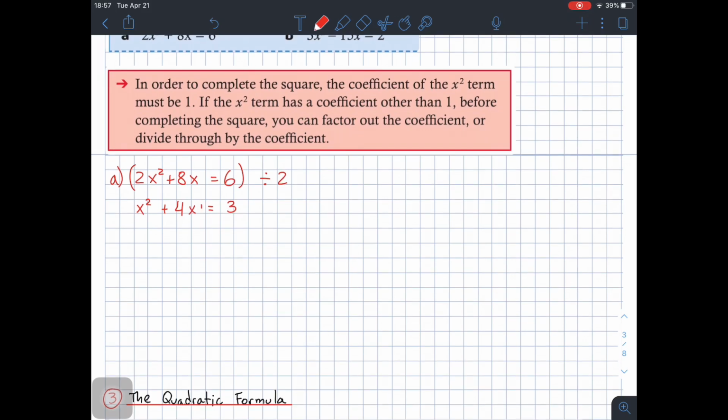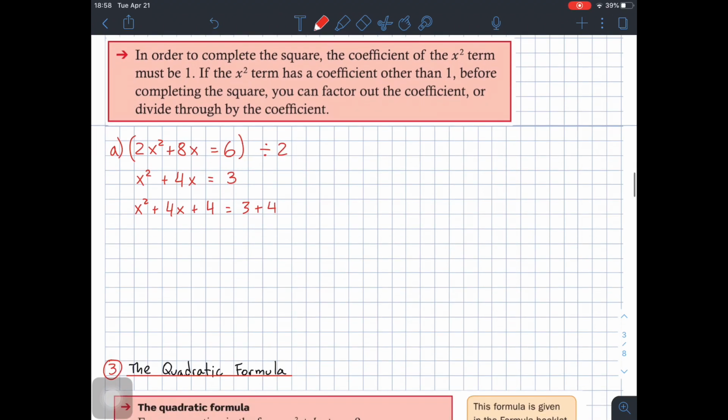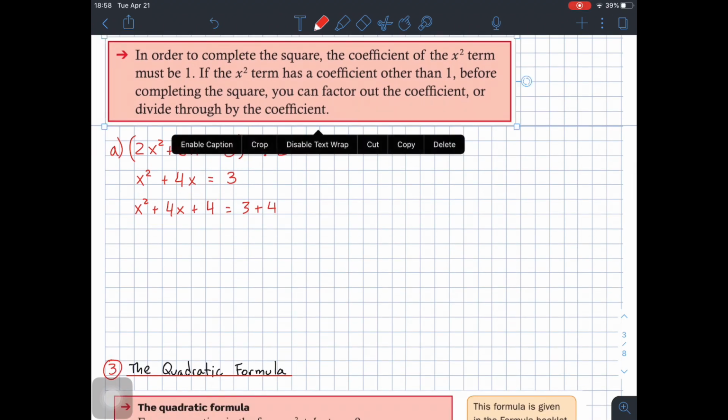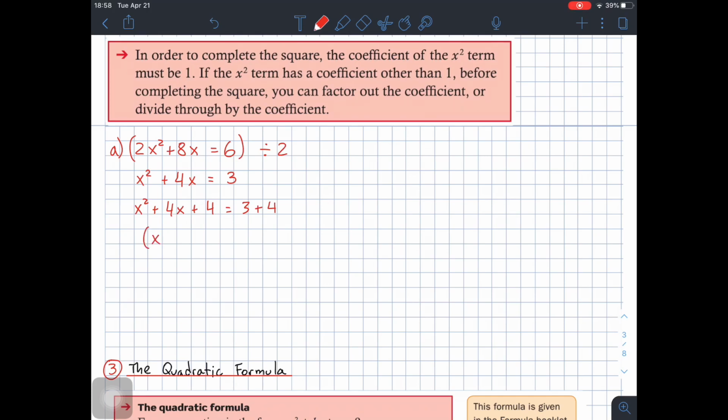What value should we add here to complete the square? Remember the rule, it's always half of this number and the result we squared. So half of 4 is 2 and we squared that value, so we get 4. So the value we need to add to both sides is 4. So this would be x squared plus 4x plus 4 equals 3 plus 4. So finally, we have already completed this square, so we can write the factored form of this, which is x plus 2 squared. Remember, it is the square root of this term, equals 7.